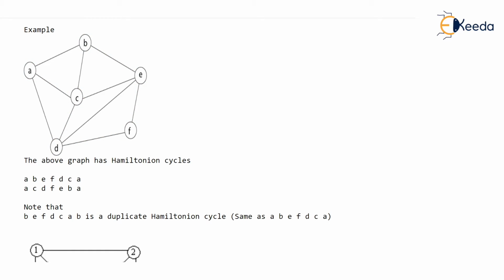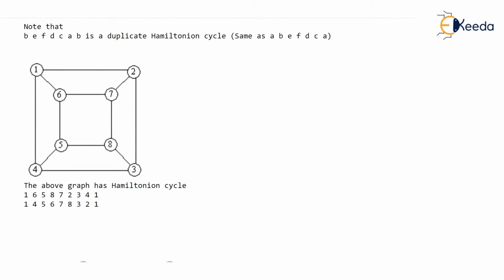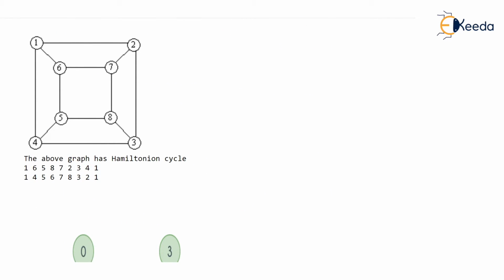Then let's check one more example. Does this graph have a Hamiltonian cycle? Yes, indeed. If you start from vertex 1, you can go from 1 to 6, then 6 to 5, 5 to 8, 8 to 7, 7 to 2, 2 to 3, 3 to 4, and 4 back to 1.